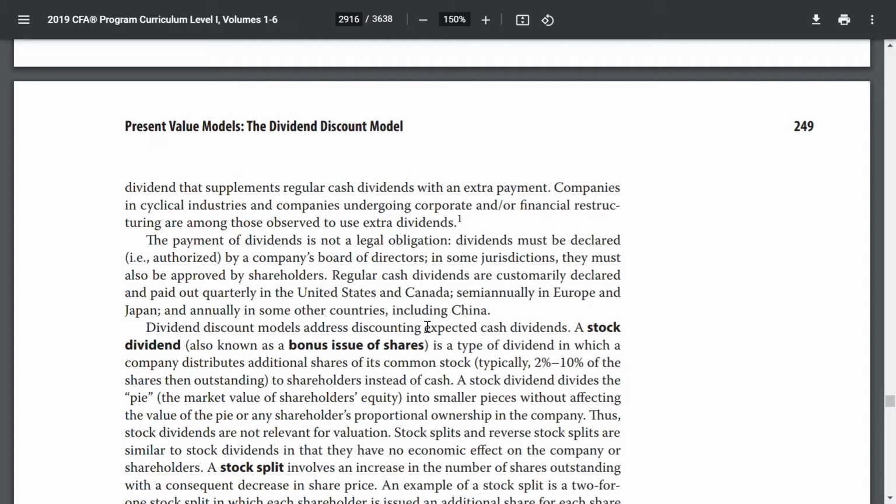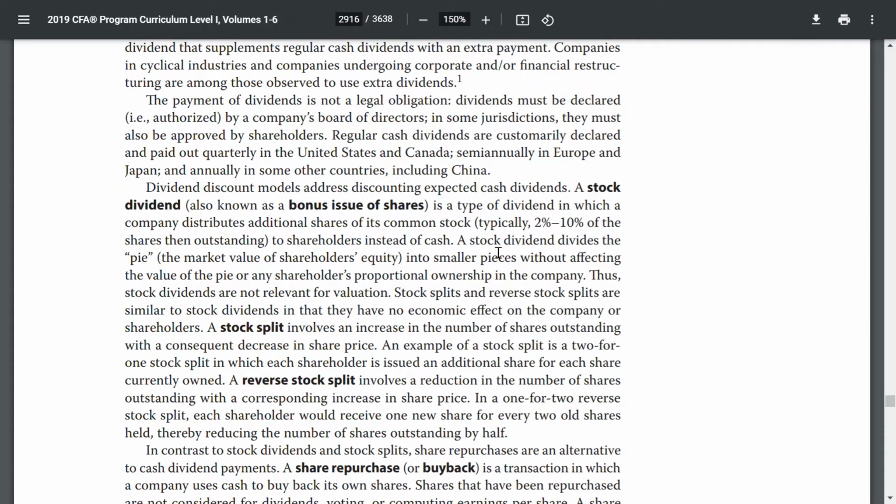Okay, the dividend discount model discounts expected cash dividends. A stock dividend, also known as a bonus issue of shares, is a type of dividend in which a company distributes additional shares of its common stock, typically 2 to 10% of its shares then outstanding. A stock split is when you increase the number of shares by decreasing the price of the shares. So like a $10 share could be split into two $5 shares.